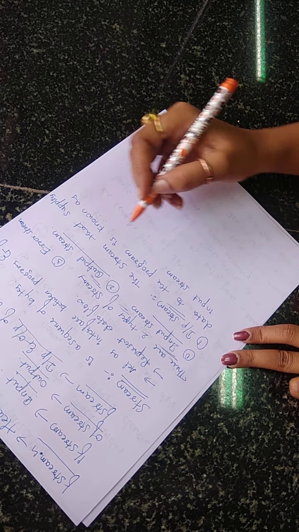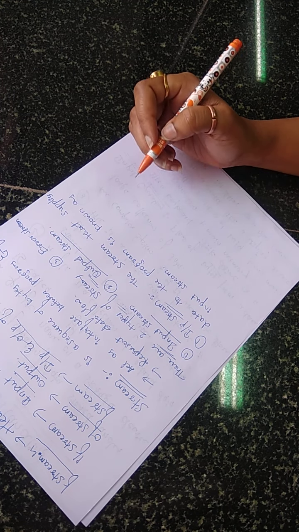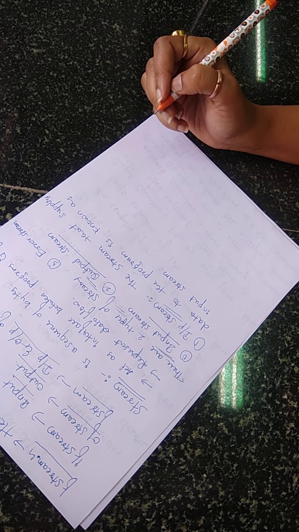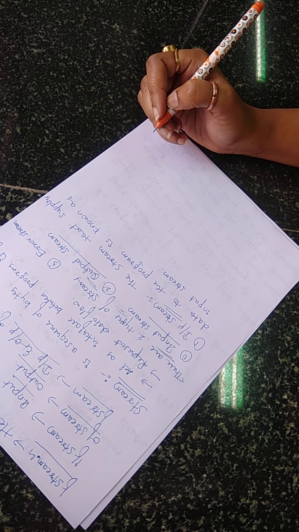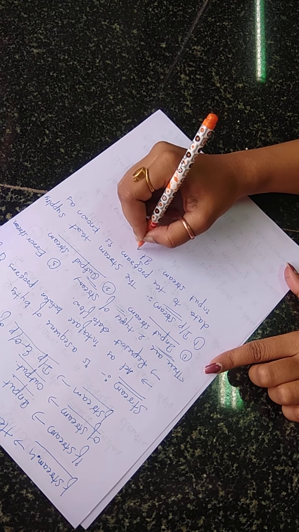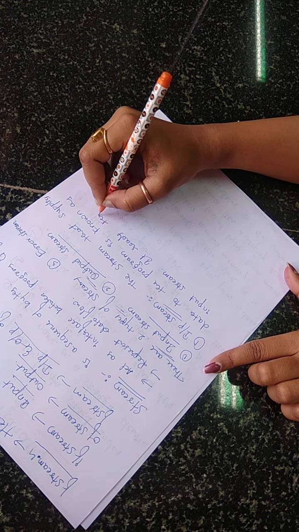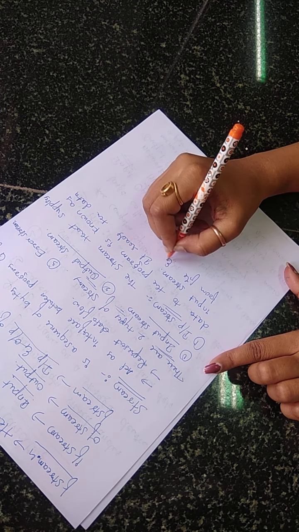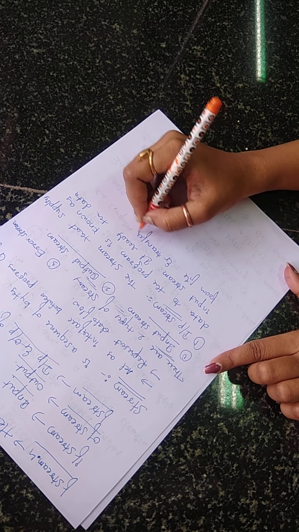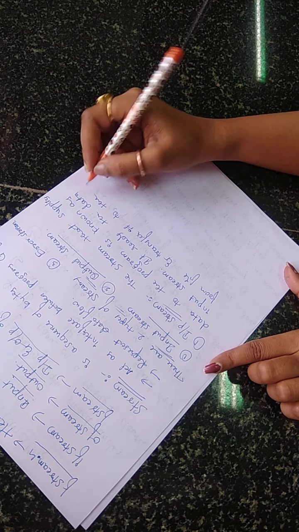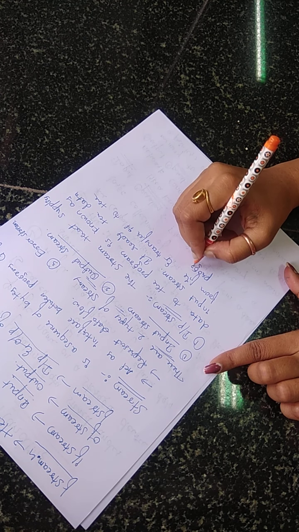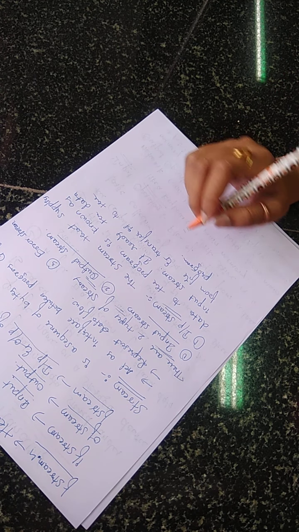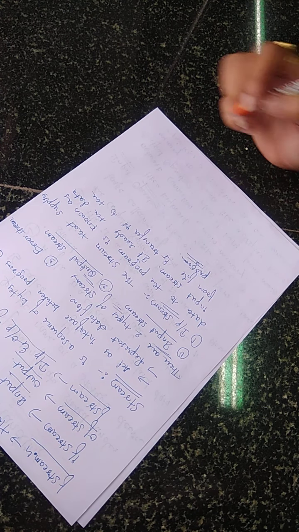Fine. What do you mean by input stream? The stream that supplies data to your program is known as your input stream. So what it does, it reads the data from file and transfers it to the program. There will be the data stored in your files. It takes the data from the files and it transfers it to your program. That is your input stream.